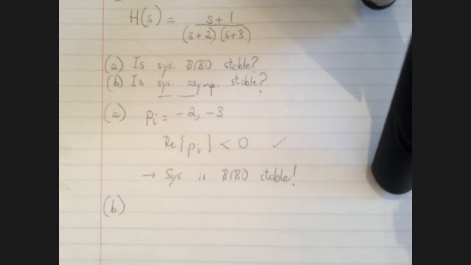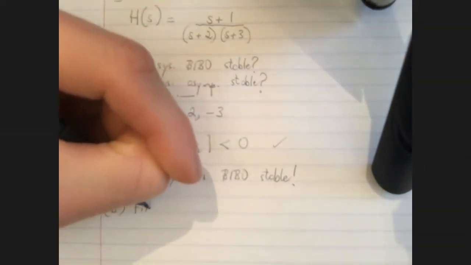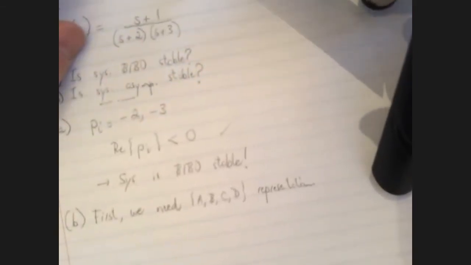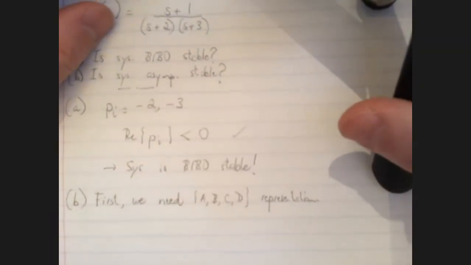So I'll let you do that. For B, for asymptotic stability, I'll say first, we need that state space realization, that A, B, C, D representation. So go ahead and try it on your own. You can look back at how we built it based on our example.